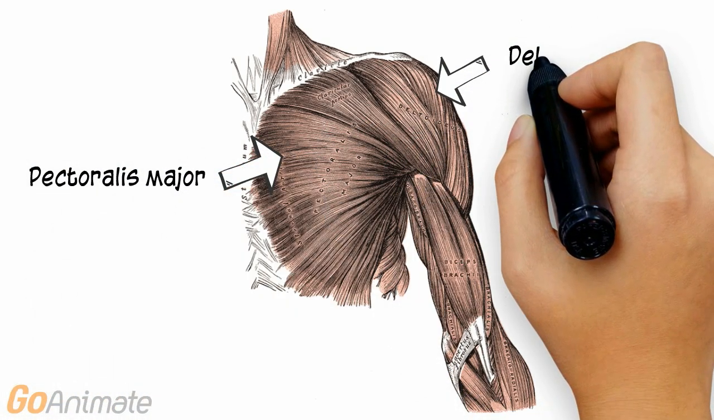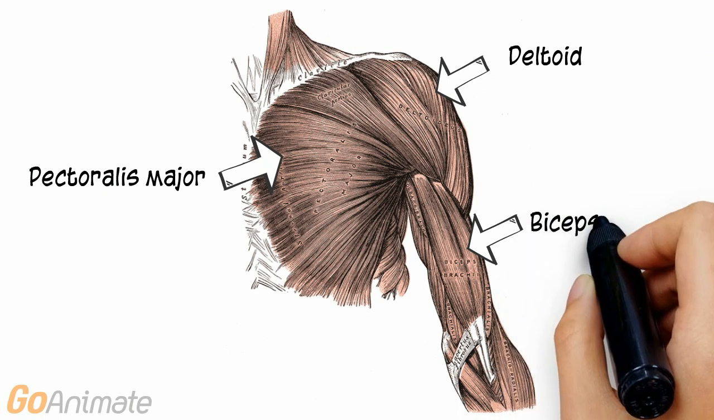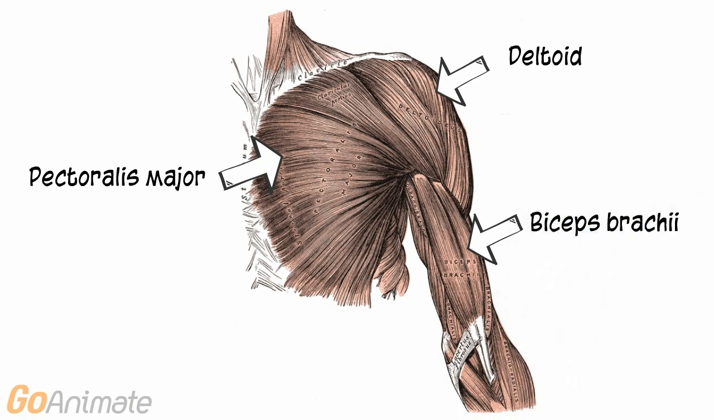In the chest and shoulder area, we can see the pectoralis major, which has a large sternal portion and a smaller clavicular portion. The deltoid, which has an anterior, middle, and posterior portion, and the biceps brachii.